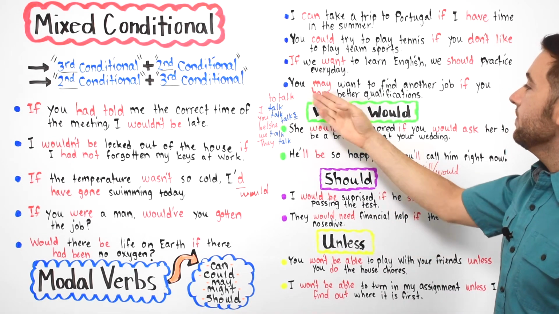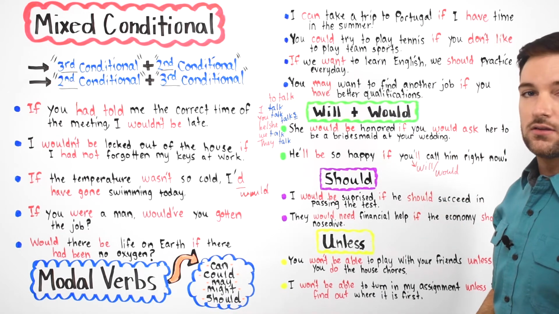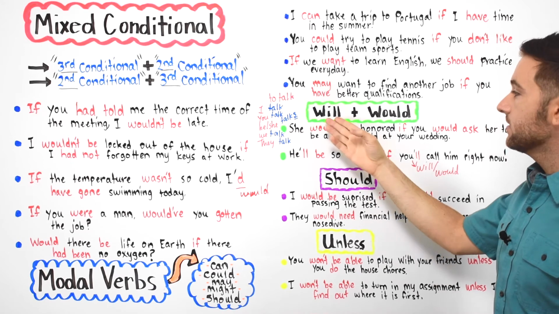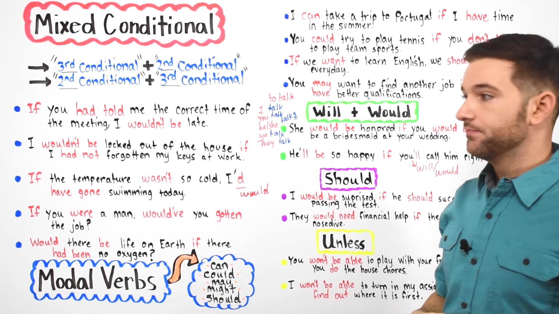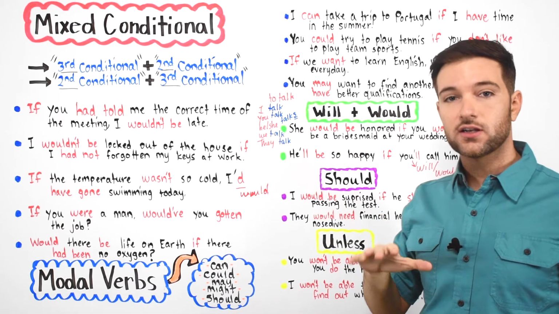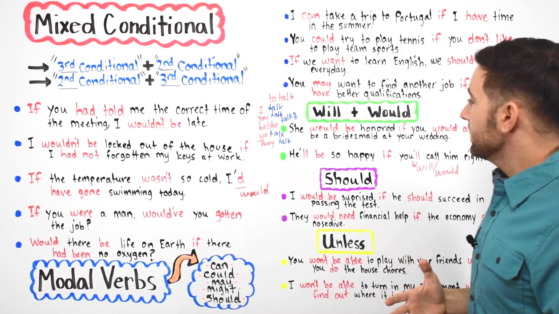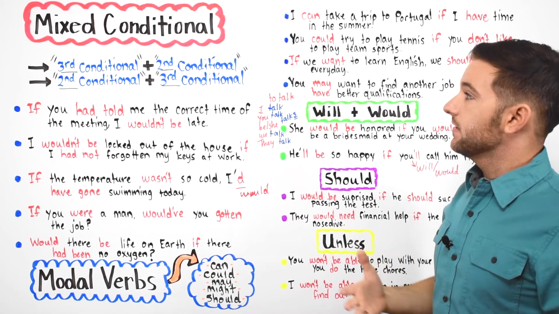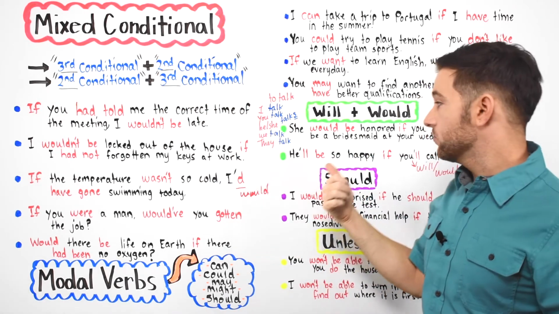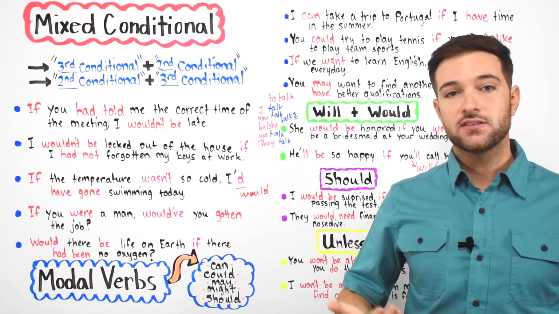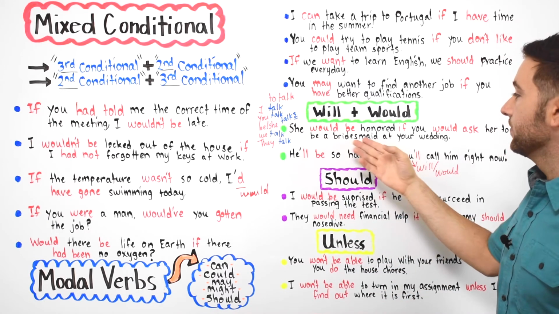And you may want to find another job if you have better qualifications. Okay? Now let's go ahead and take a look at will and would. These are kind of similar depending on the situation, and we're going to be talking about something similar to a mixed conditional. We're going to use these words to express a willingness when making requests. So let's take a look at these examples.